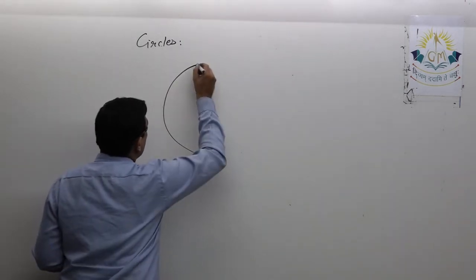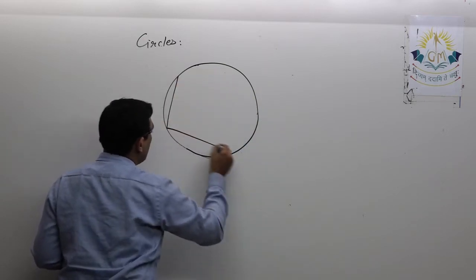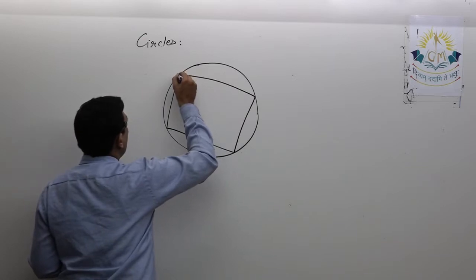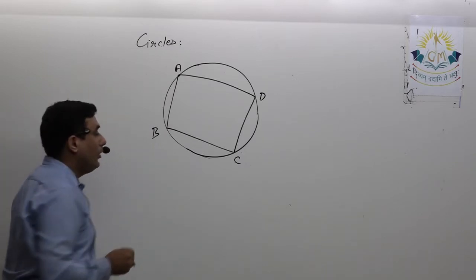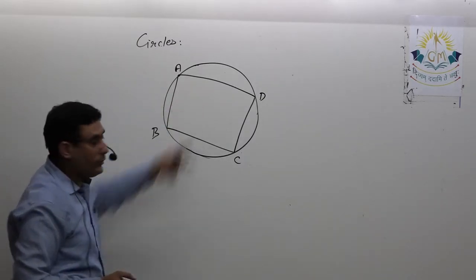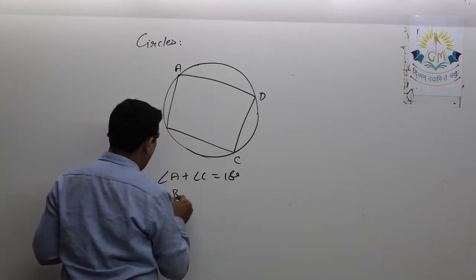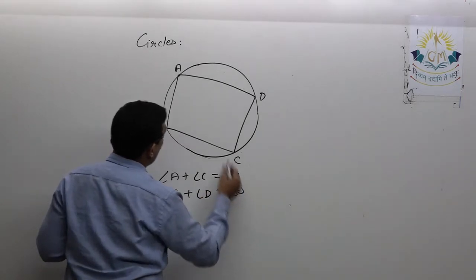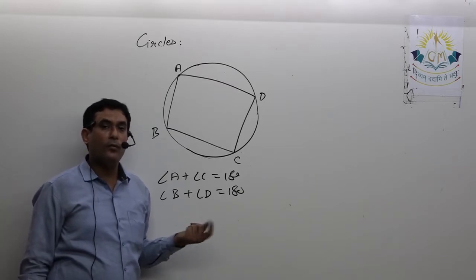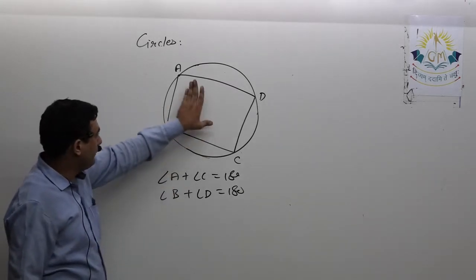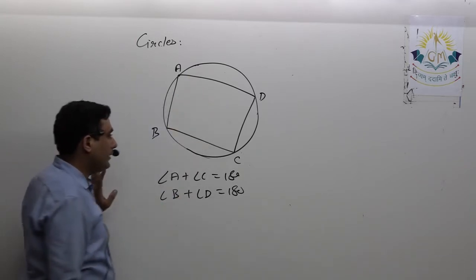Suppose we have a cyclic quadrilateral ABCD. Obviously it's cyclic because all 4 points are on the circle. Then the sum of either pair of opposite angles is 180 degrees. That means angle A plus angle C is equal to 180 and angle B plus angle D is equal to 180. It is also clear that if A plus C is 180, by default B plus D will be 180 because the sum of all four is 360. So if the sum of any one pair of opposite angles of a quadrilateral is 180, definitely it's a cyclic quadrilateral.